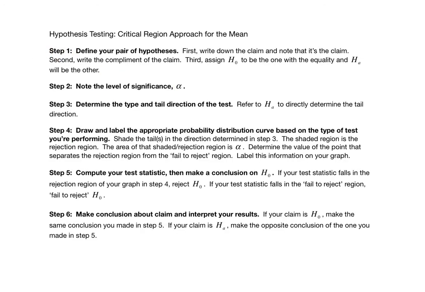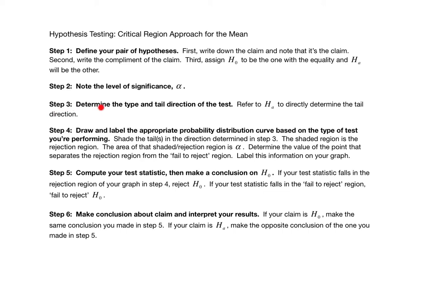In step 1, we define our pair of hypotheses. One is the null hypothesis, the other is the alternative hypothesis, and they are complements of one another. The null hypothesis is the one that has the equality with it. Remember that the claim can be either the null hypothesis or the alternative hypothesis based on what claim they're making in their statement. Step 2 is to note the level of significance alpha, which again is given to you. Alpha is the likelihood of committing a type 1 error. That will be given to you in each problem.